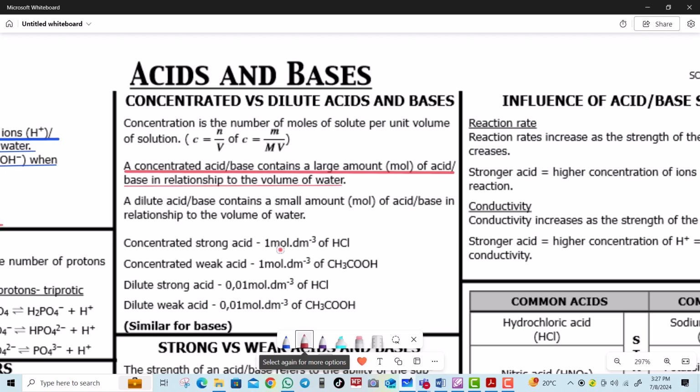So the question is going to say, define a concentrated acid. What are you going to say? Say that it is an acid that contains a large amount of moles of the acid in relationship to the volume of water. I repeat, if they say define an acid which is concentrated, you say it is one which contains a large amount of moles of the acid in relationship to the volume of water. Are we together?